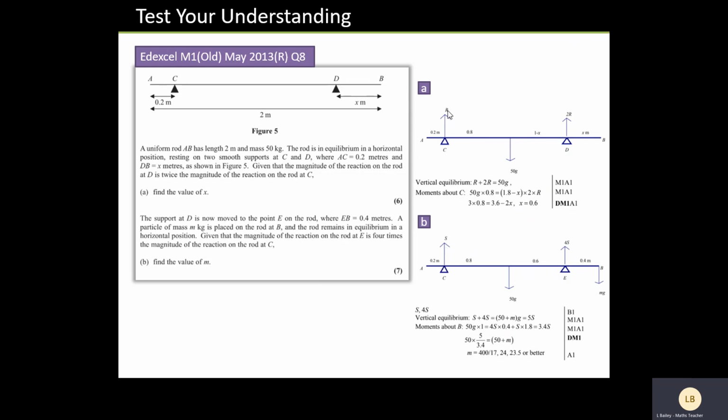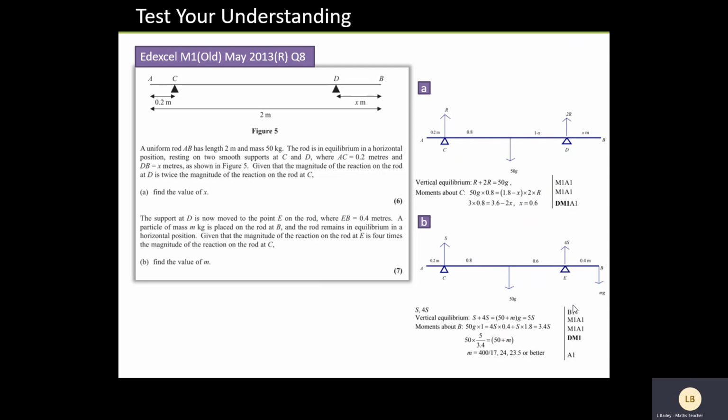They've just gone alphabetically, R, so they've called the next reaction force S. So I've got an S there. That's 4 times as big, so that's 4S. You're told from E to B is 0.4 meters. This time you weren't given that last time. So the end of the rod to the center of the rod is 1 meter. So if that's 0.4 meters, that must be 0.6 meters.